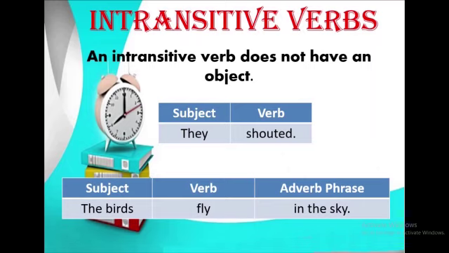Here is another example. The birds fly in the sky. So here the verb is fly. After that there is a phrase. But that phrase is not giving the answer of what, whom, for whom, or to whom. Rather, it is giving the answer of the question where. So it is an adverbial phrase. It's not any sort of object. So fly, in this sentence, is an intransitive verb.